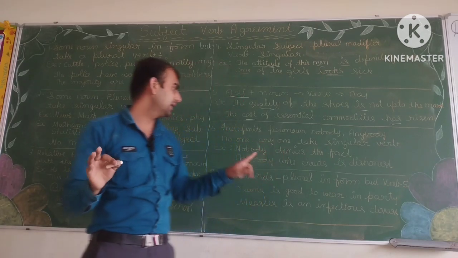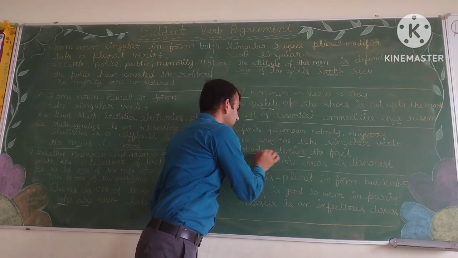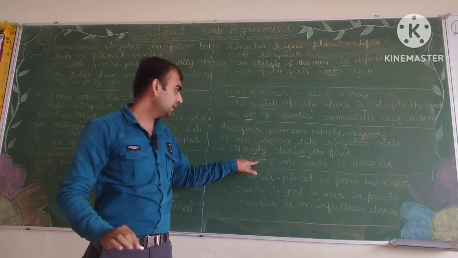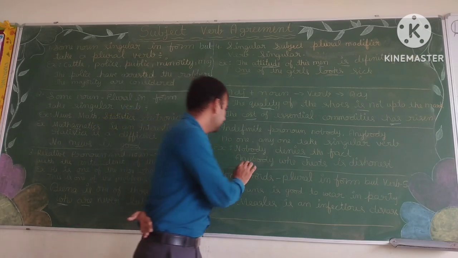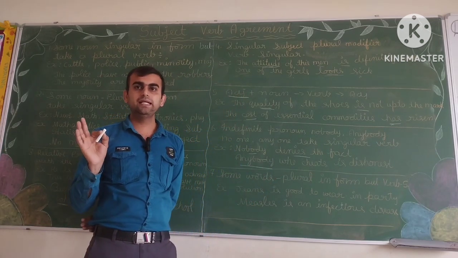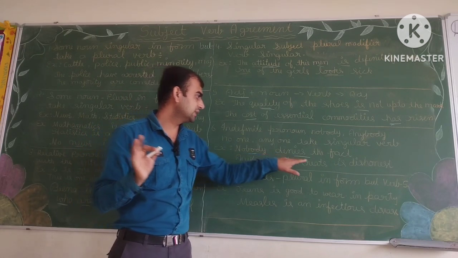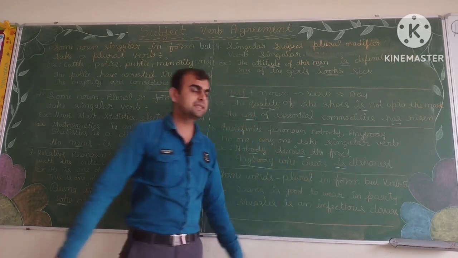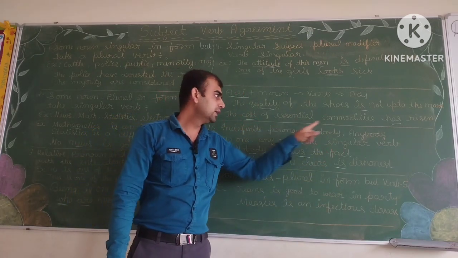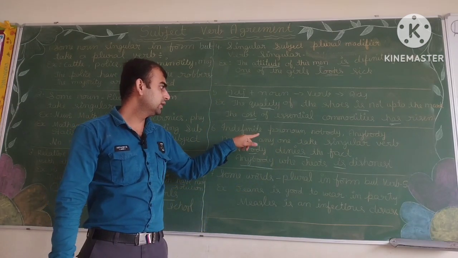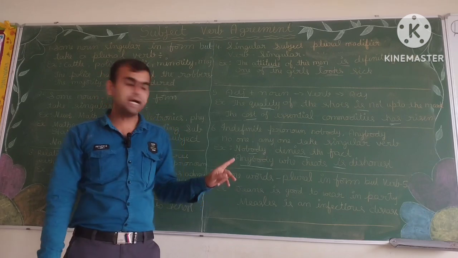This we have to learn by heart. Example: nobody denies the fact. Nobody denies. The verb must be singular. Anybody who cheats is dishonest. Anybody is what? A pronoun. Wherever there is an indefinite pronoun, that is no one, nobody, anybody, anyone, the verb must be singular.